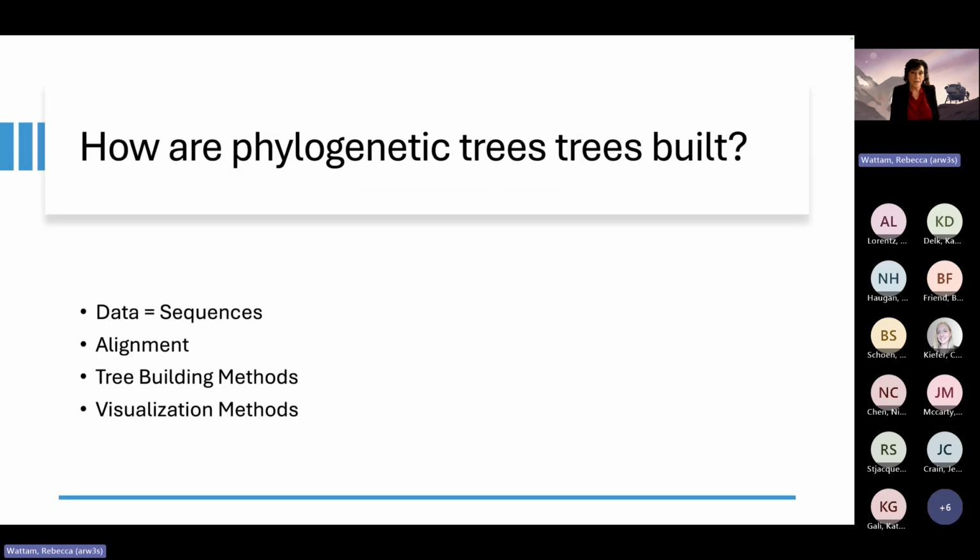So how are these trees built? It all starts with data. And these days, that data is primarily sequence data. It can be nucleotide sequence or protein sequence. But once you have the sequences, you need to build an alignment. And then the alignment is fed into a tree building method. And then the tree building method spits out a file that needs to be interpreted in a visualization method.